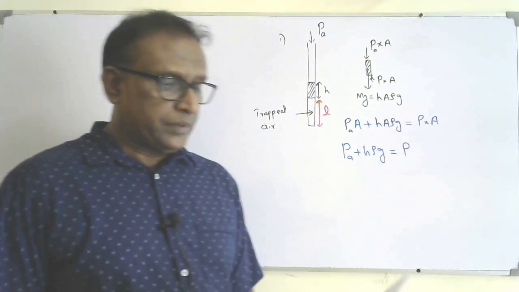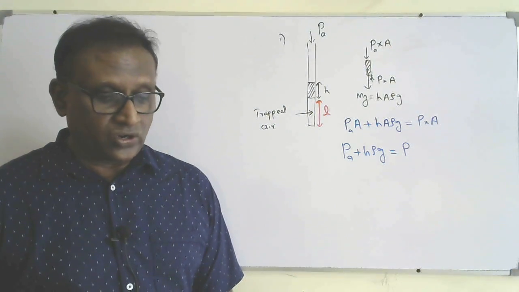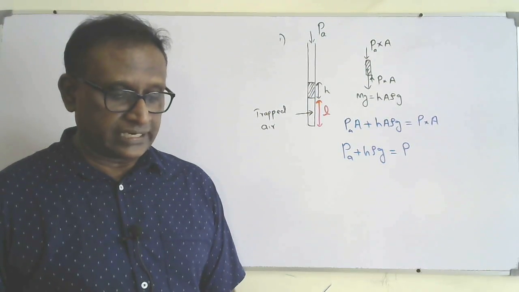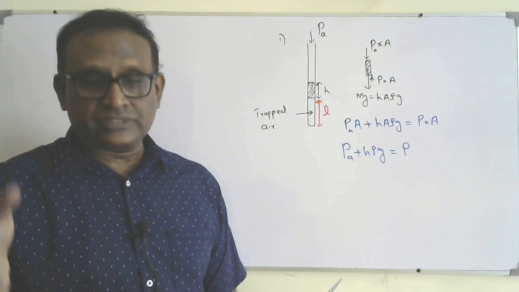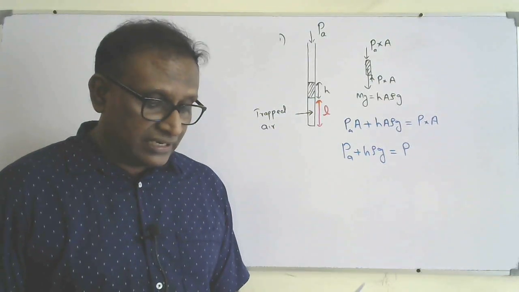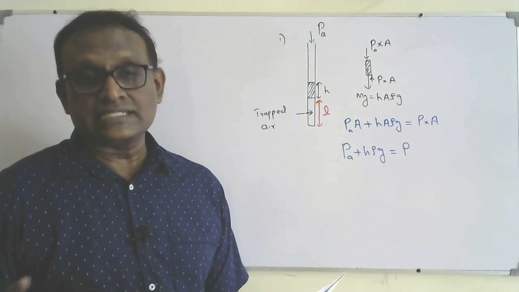C part, second part, they are giving 4 readings for temperature: 19 degrees Celsius, 35 degrees Celsius, 49 degrees Celsius, and the length of the trapped air column also given, and they are giving a graph of length against temperature in Celsius.